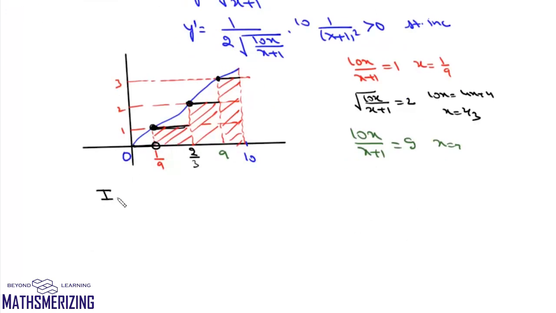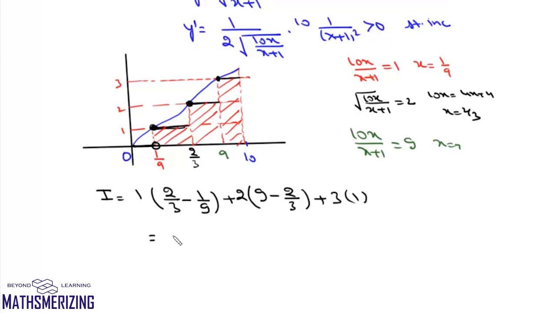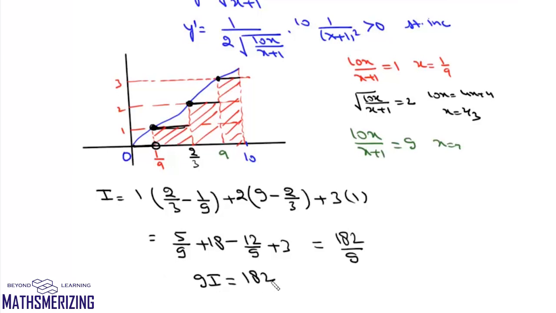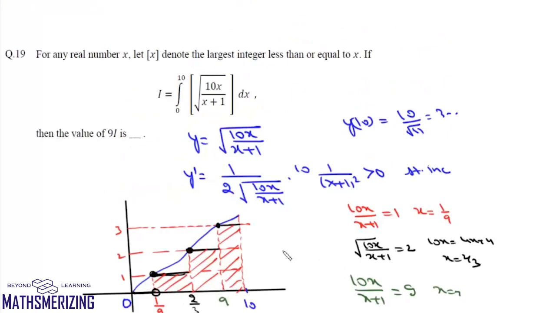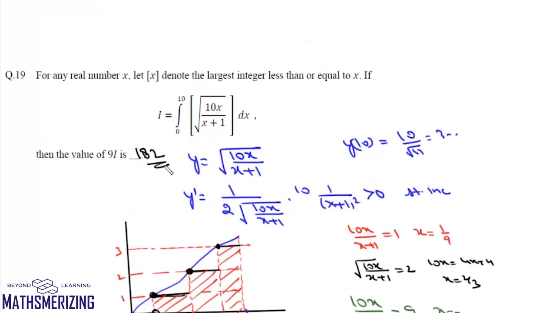So the value of this integral will be 1 into 2 by 3 minus 1 by 9, plus 2 into 9 minus 2 by 3, and plus 3 into 10 minus 9, which is 1. This is 5 by 9 plus 18 minus 12 by 9 plus 3, which is 182 by 9. Now we need to find the value of 9i. The value of 9i is 182. So the answer to this question is 182.